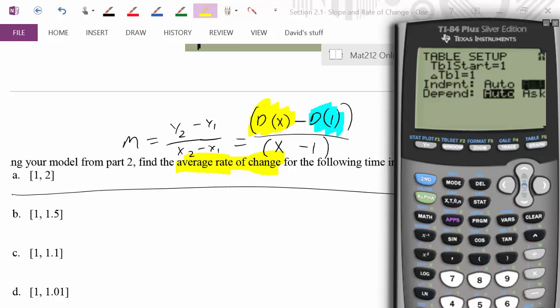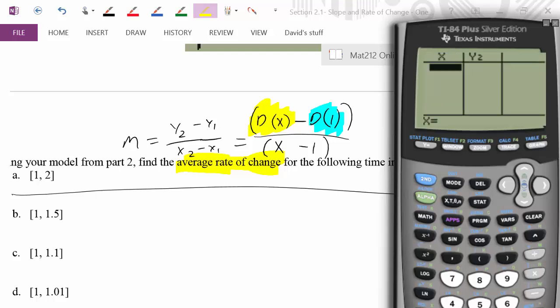Now what we're going to do is hit second, go back to the table where we were, and notice it's blank because it wants to know what values do you want, what x values are the values you're looking for. So for the first one we wanted 2. So I'm going to go ahead and type in 2, hit enter, and you'll notice I now have an average rate of change of 6.94. So then for the next one I'm going to type in 1.5.